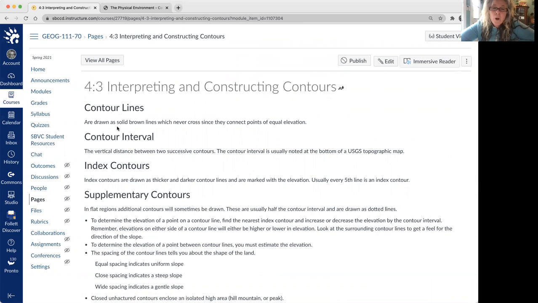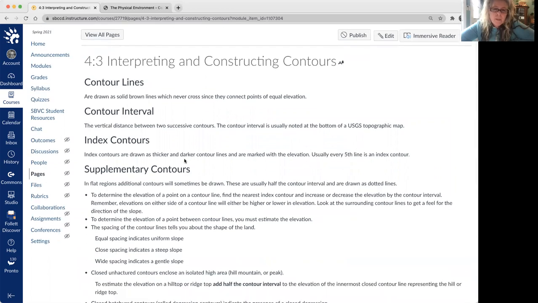Contour lines are drawn as solid lines. Sometimes they're black, sometimes they're brown, and they never cross. They connect points of equal elevation. Contour interval is the distance between two contour lines. The contour interval is usually noted at the bottom of the topographic map.